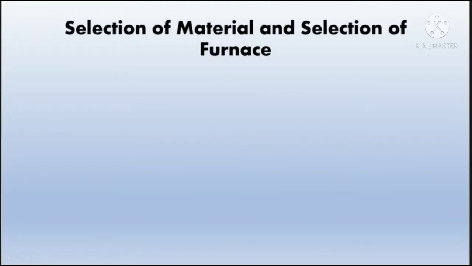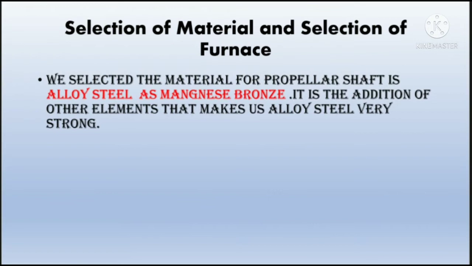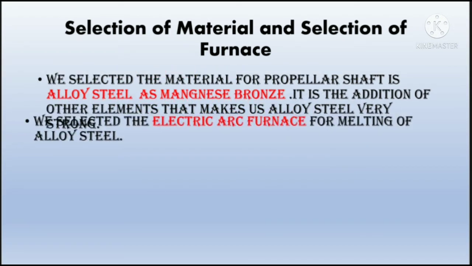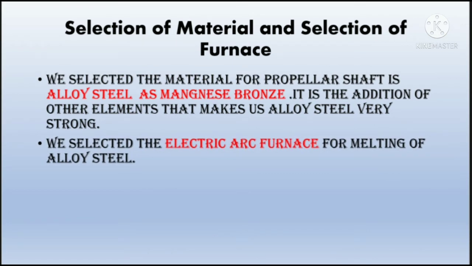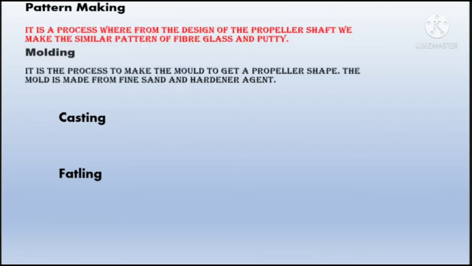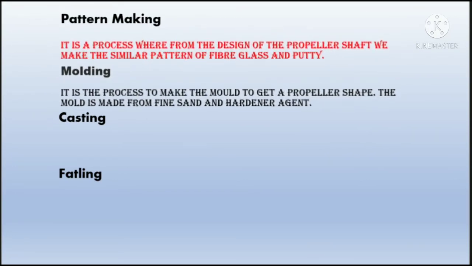For applying the manufacturing process on a propeller shaft, firstly we have to select the material and furnace. So we selected the material for the propeller shaft as alloy steel, such as manganese bronze. It is the addition of other elements that makes alloy steel very strong. We selected the electric arc furnace for melting of alloy steel, in which the first process is pattern making.